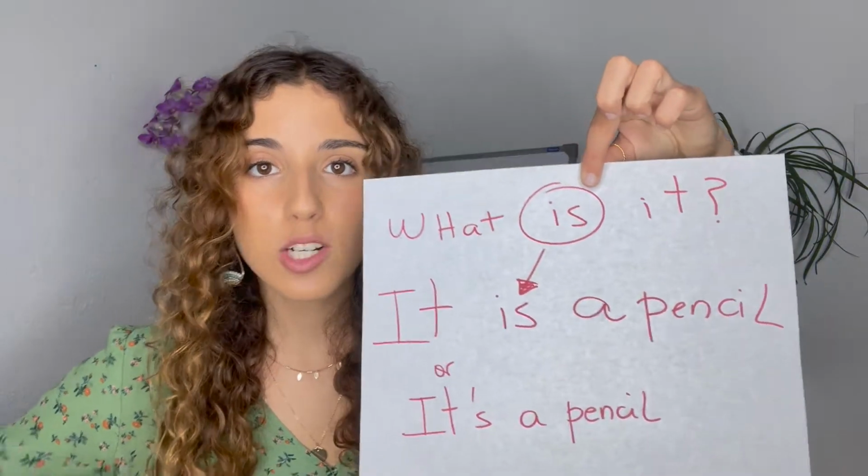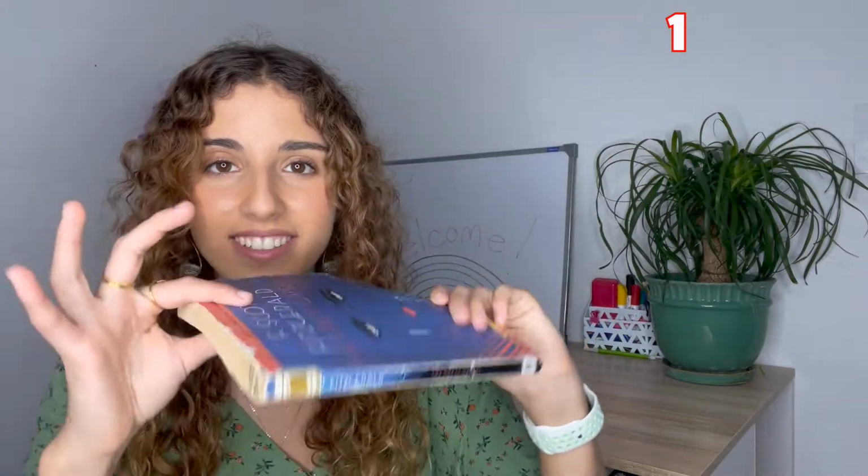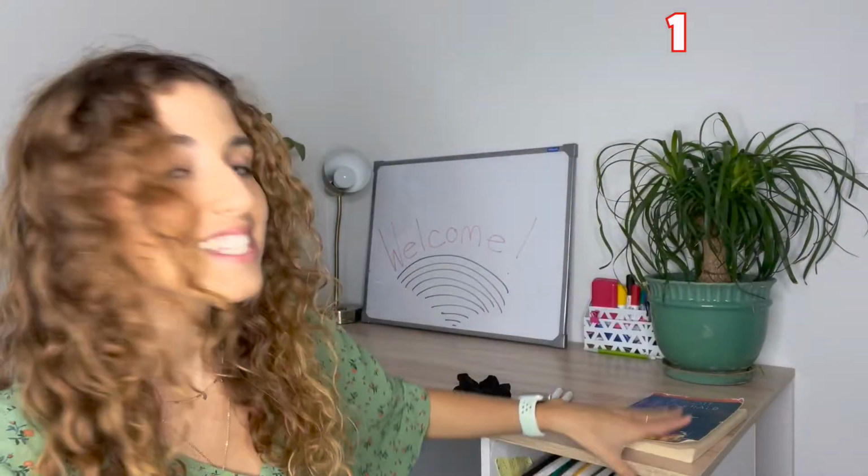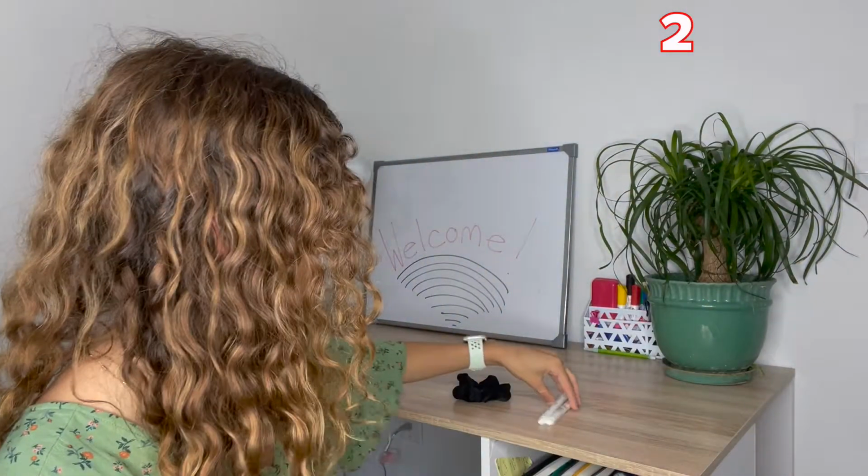Okay guys, now let's review. I'm going to show you something or some things and you need to say whether I need to ask what is it or what are they. Number one, this. How would I ask this question? If you said, what is it? You are correct. This is a book. It is a book.